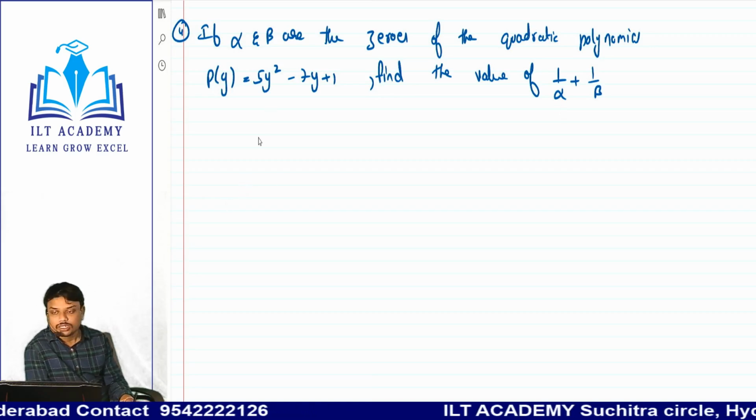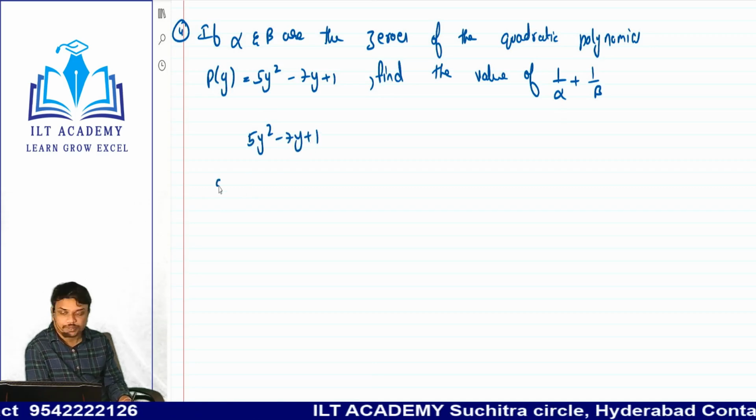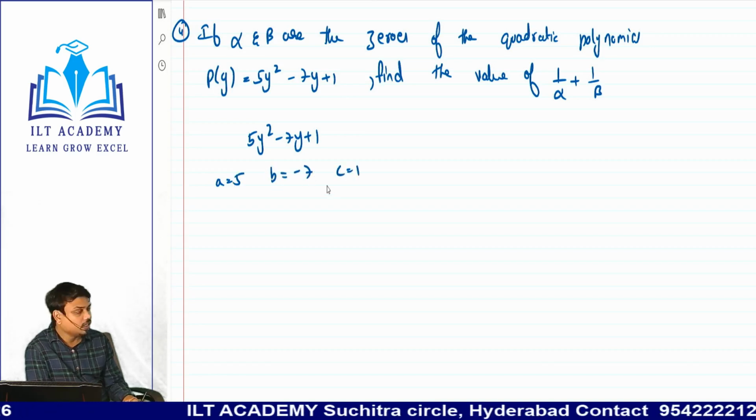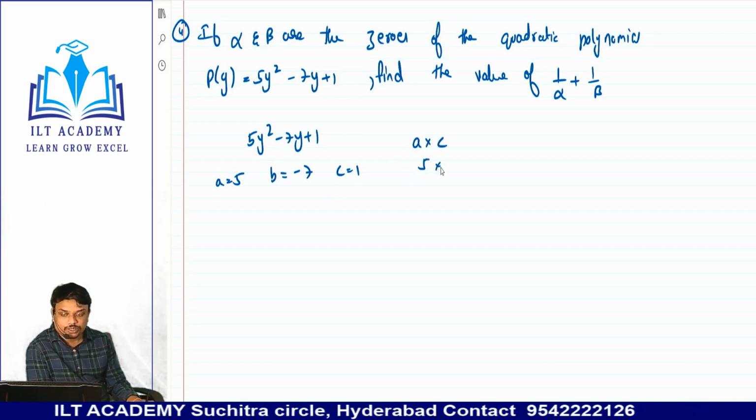Okay, now if you see 5y square minus 7y plus 1, same to same. a is equal to 5, b is equal to minus 7, c is equal to 1. So now a into c, which is 5 into 1, which is 5.